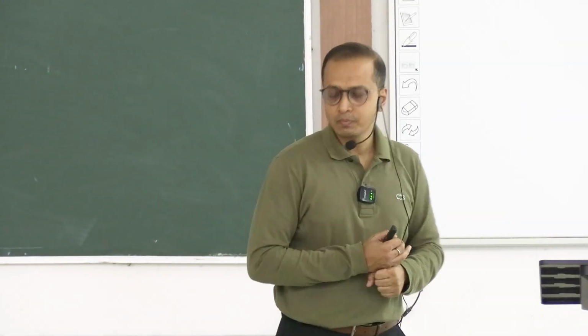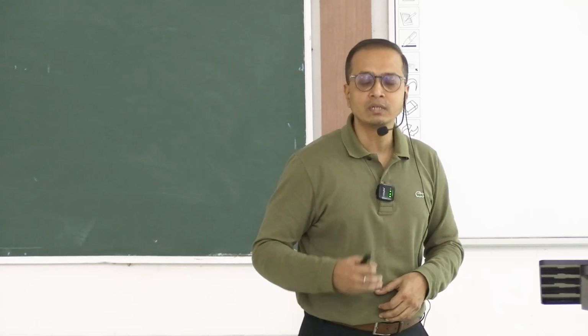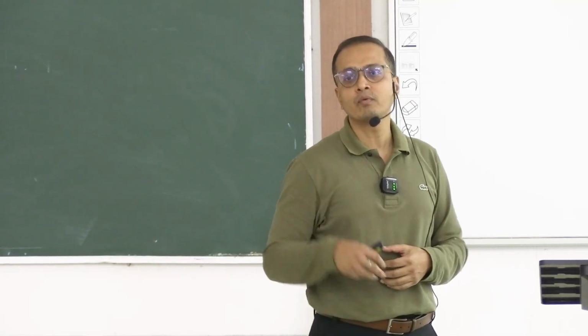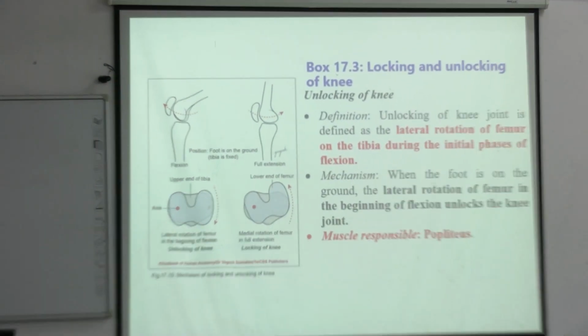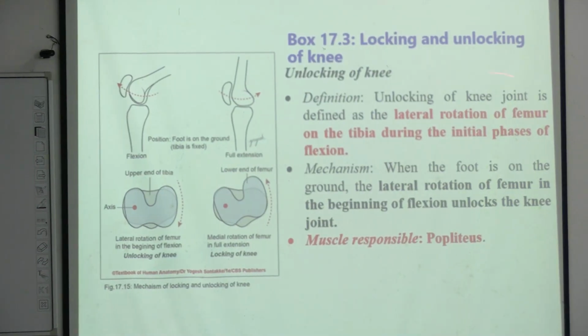Now, once the knee is in the locked position, if you want to start over, we have to unlock it, and then we can walk. To unlock it, we have the opposite mechanism. So, what is the definition of unlocking of the knee joint? Unlocking is a lateral rotation of the femur. Previously it was medial rotation. Now the femur has to rotate laterally on the tibia at the beginning of flexion. If I am starting to walk, I have to bend this knee joint.